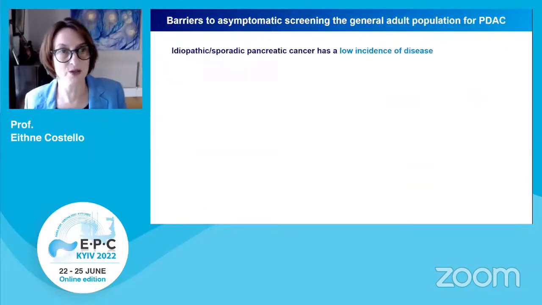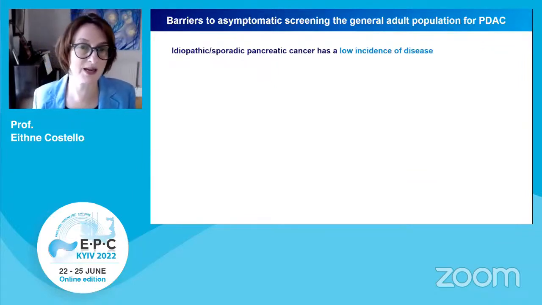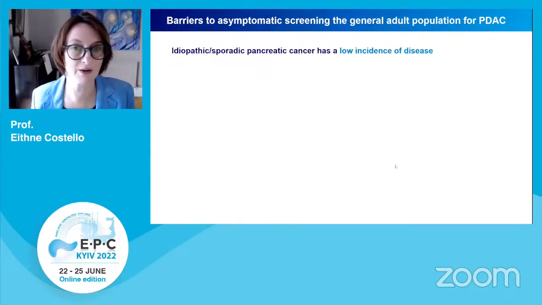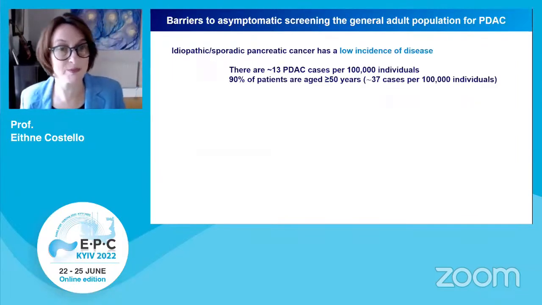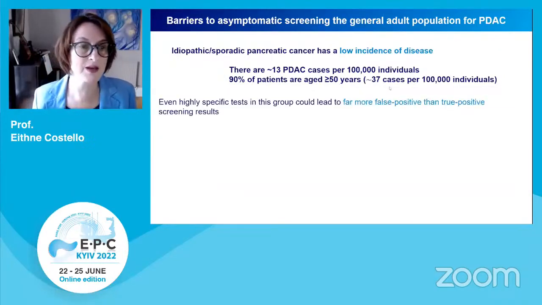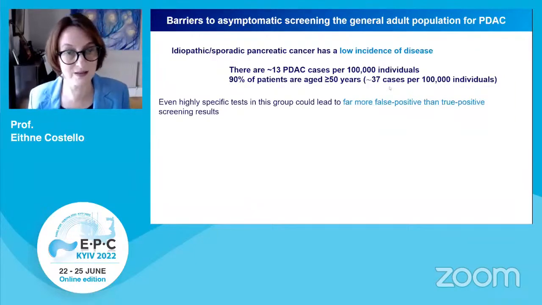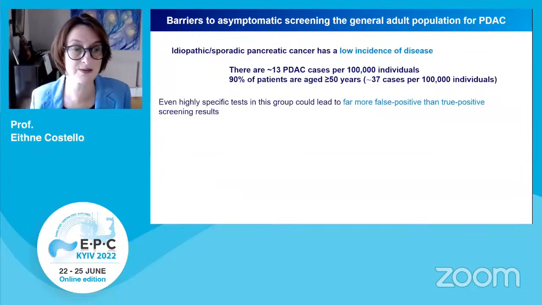So what are the barriers to asymptomatic screening of the general adult population for pancreatic cancer? The most significant barrier is the low incidence of disease. There are approximately 13 pancreatic cancer cases per 100,000 individuals. If you go into the group of over 50-year-olds, that increases to 37 cases per 100,000. So even highly specific tests in this group could lead to far more false positives than true positive screening results.